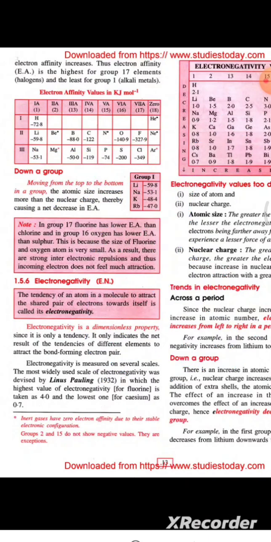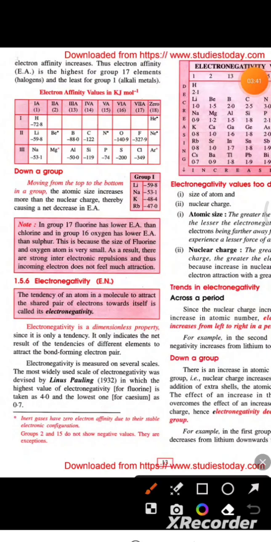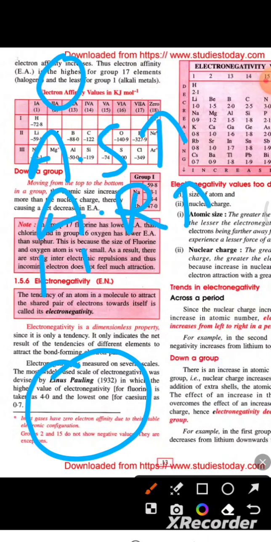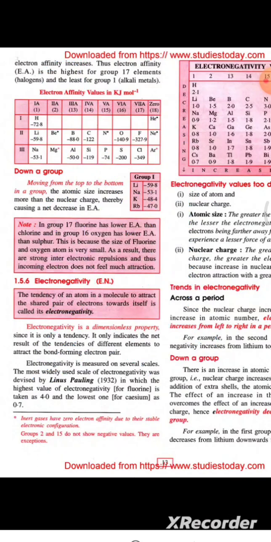Now let us see the variation down the group. Down the group, the atomic size is increasing, atomic radius is increasing, nuclear charge is decreasing, so electron affinity is also decreasing. That means less energy is there in that atom, so obviously less energy will be released. Okay, next one, if you read thoroughly whatever is written in your book, and if you see this video also, then you can understand.